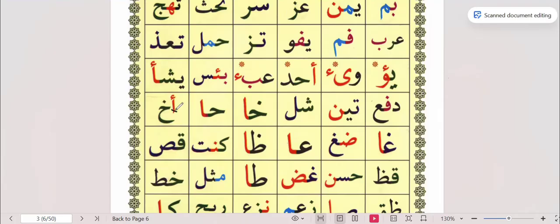Remember, I told you there is no need of reciting this alif. Alif can join to the previous letter, but alif cannot join to the following letter. This you have to remember.